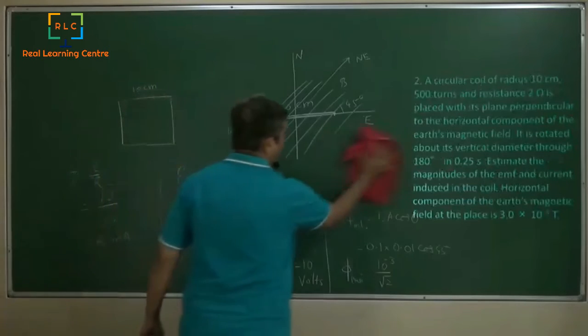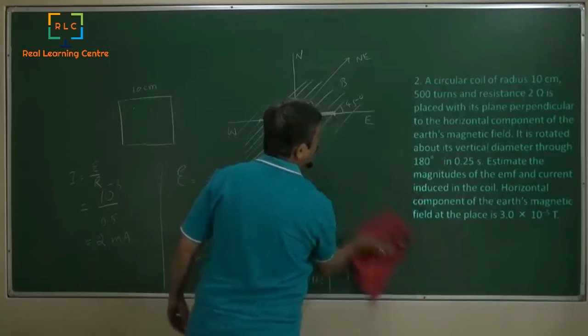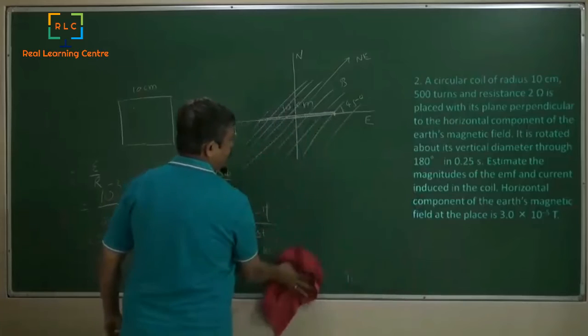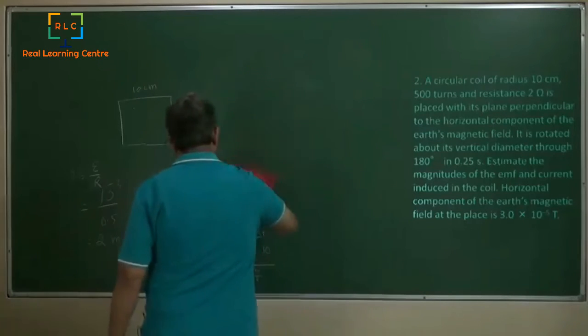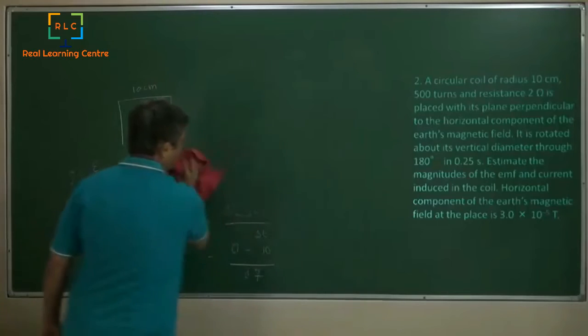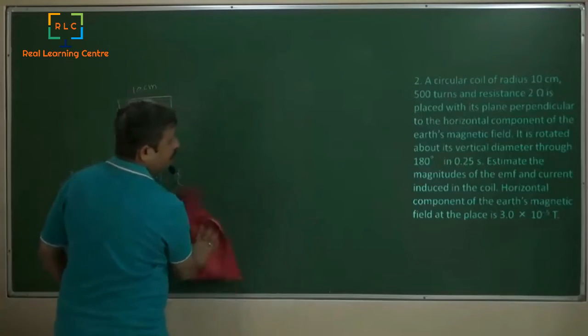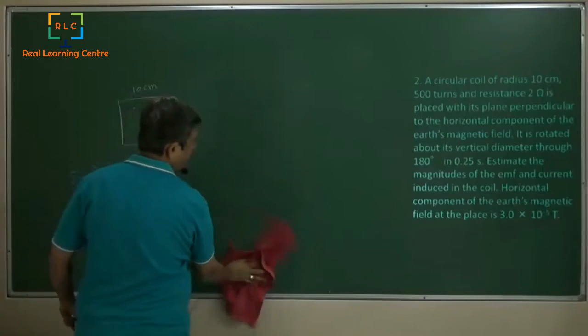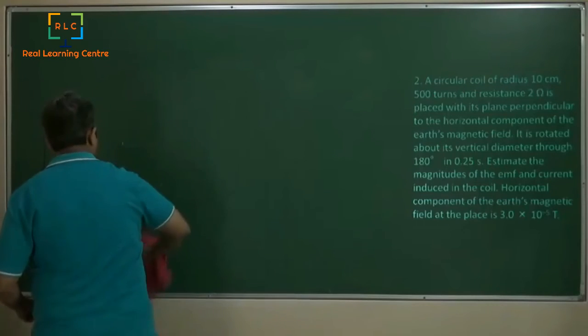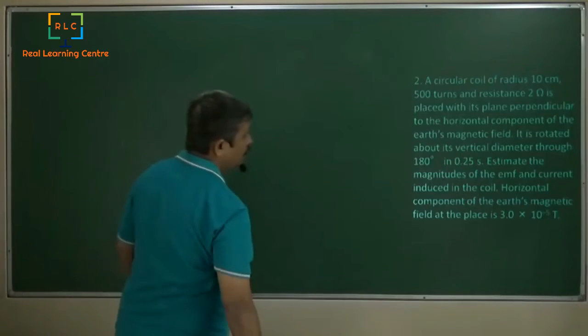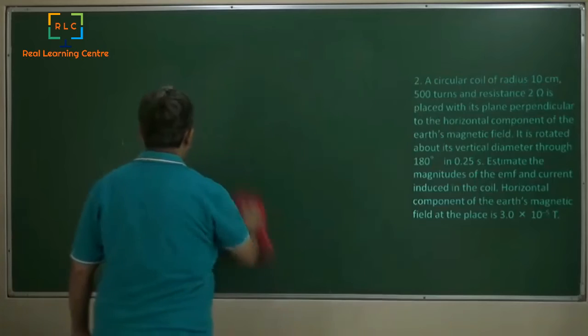A circular coil of radius 10 centimeters and 500 turns, of resistance 2 ohm, is placed with its plane perpendicular to the horizontal component of the Earth's magnetic field.